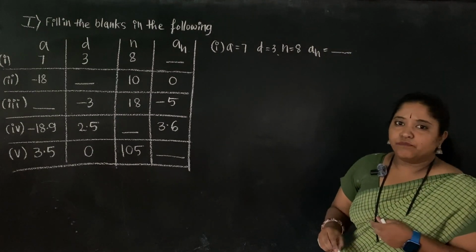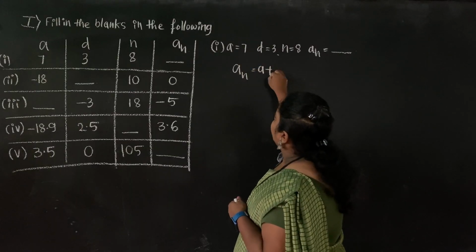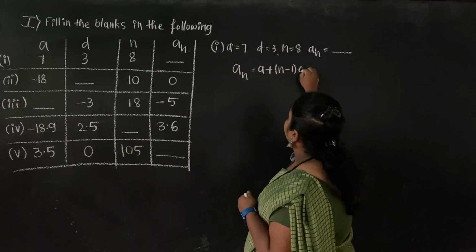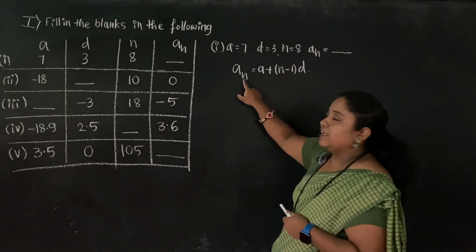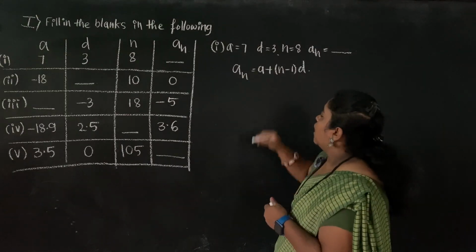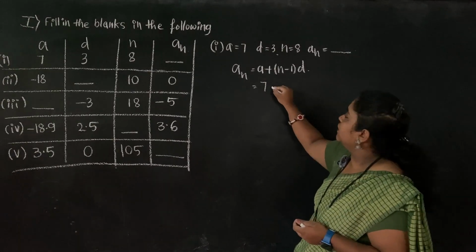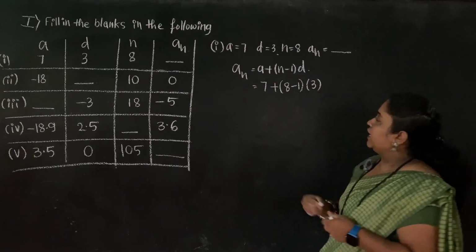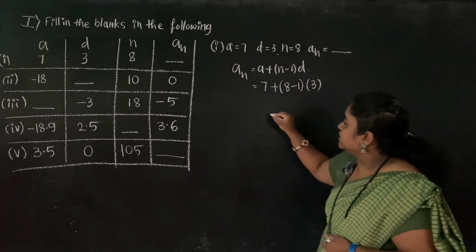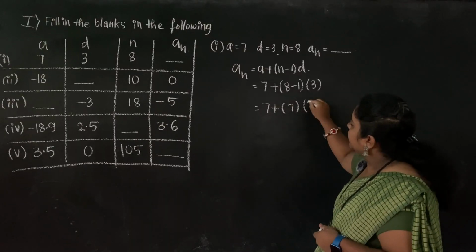Directly use the formula. What is the formula we will have? an is equal to a plus (n minus 1) into d. This is the formula that we'll be using. Now, dear, directly I need to calculate an itself. Now, what is the a value? a value is 7 plus n is 8 minus 1, into d value is 3. Isn't it? You just see here, 7 plus 8 minus 1 is 7, into 3.